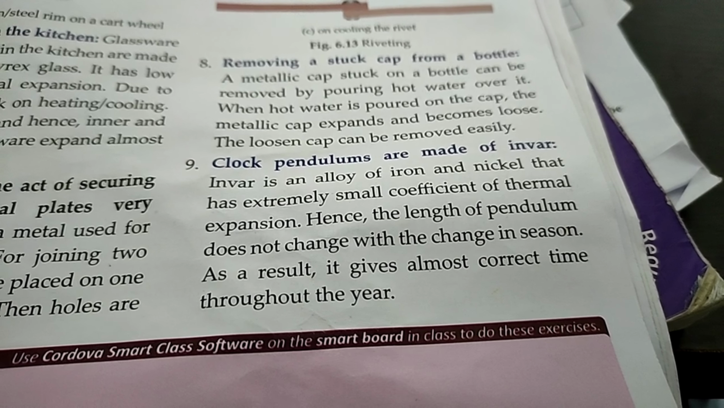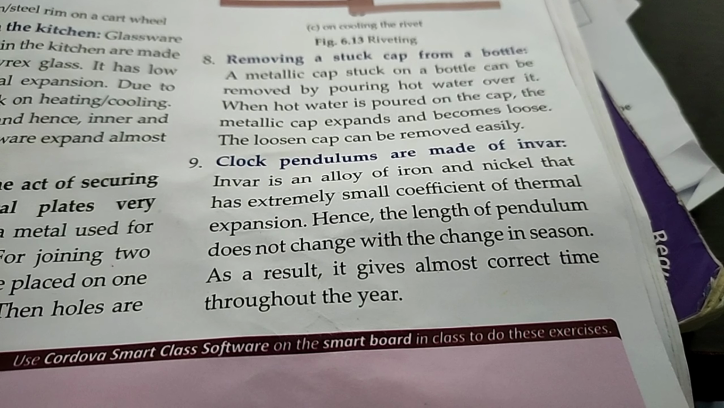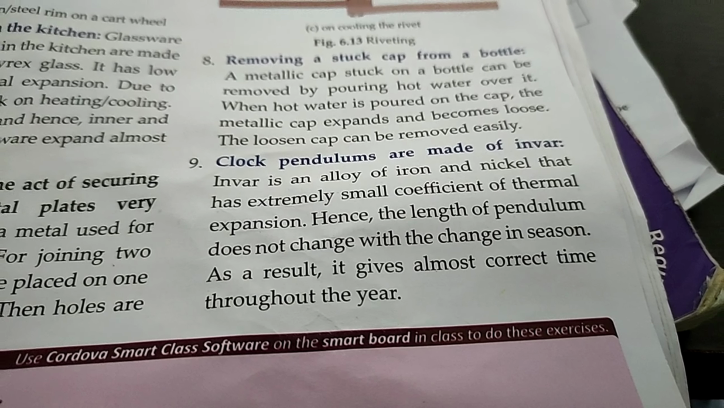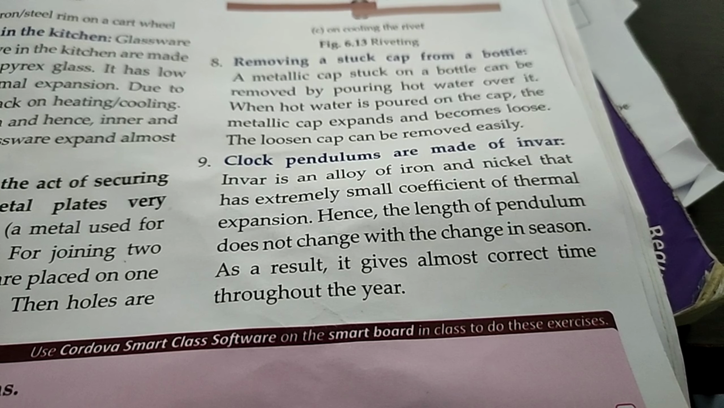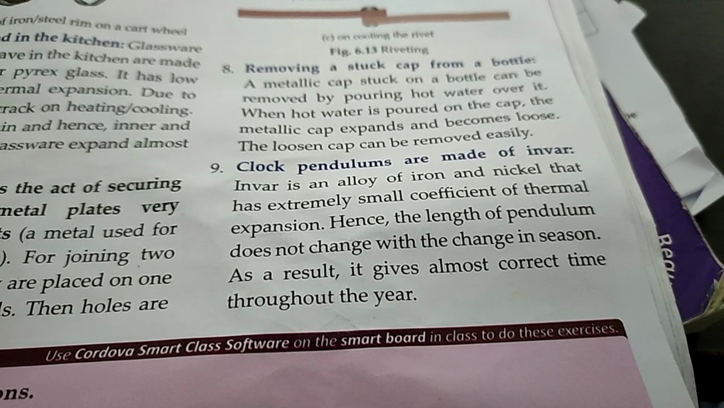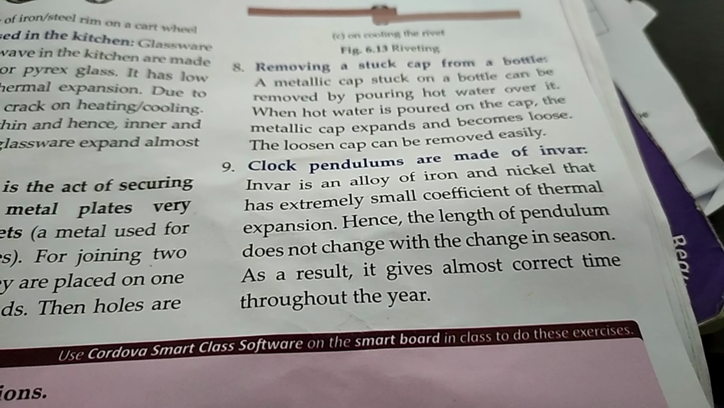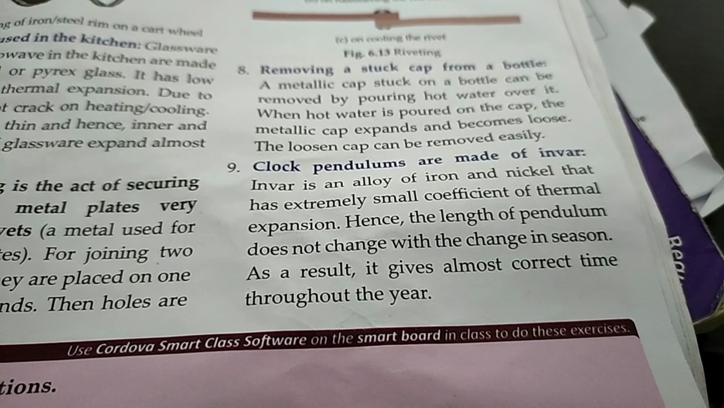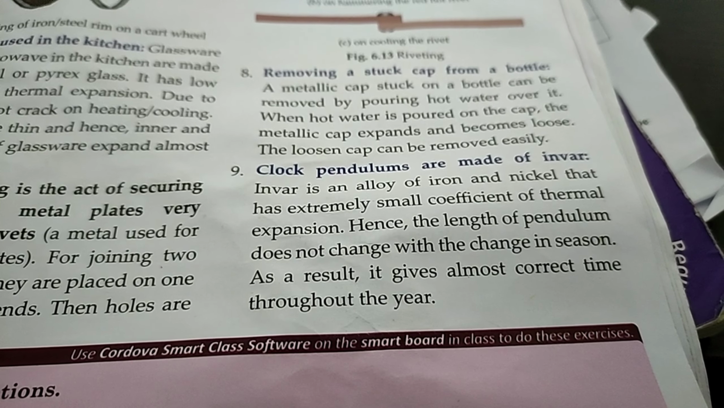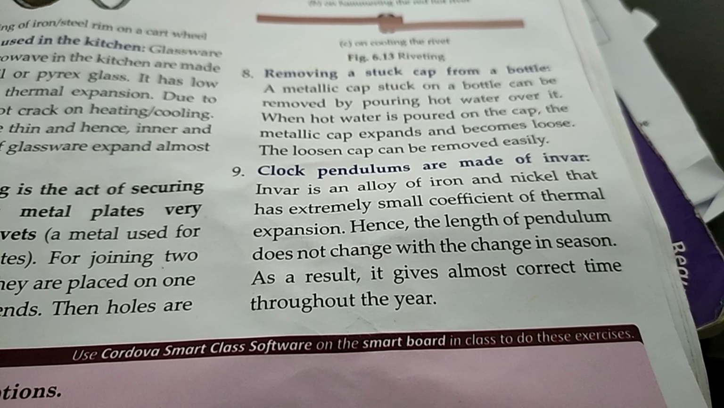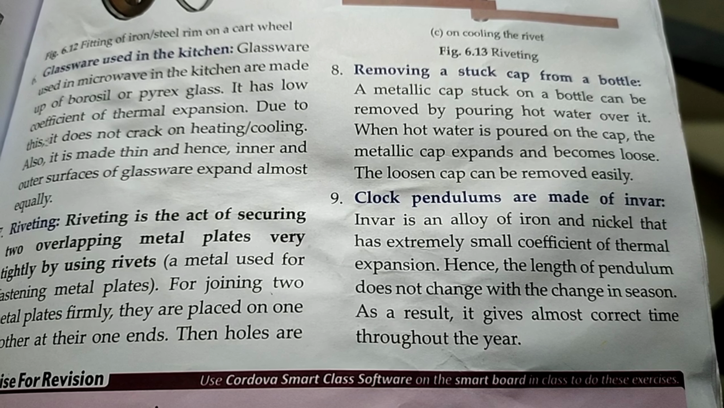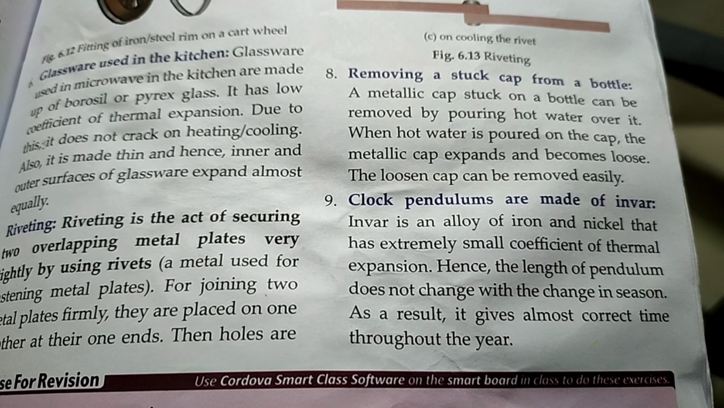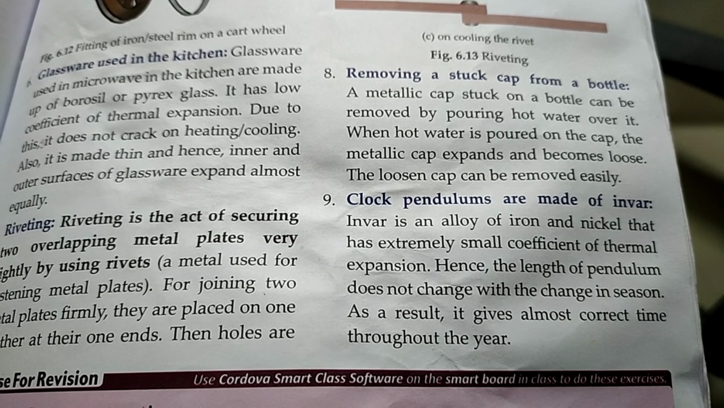Now the clock pendulums are made up of Invar. What is Invar? It is an alloy of iron and nickel, and it is used to make clock pendulums. Why is it used to make clock pendulums? Because it has a very small coefficient of thermal expansion. And whenever there is any change in the season, there is no change in the length of the pendulum. So there is no change in the length of the pendulum with the change in the season, and it gives almost the correct time throughout the year.